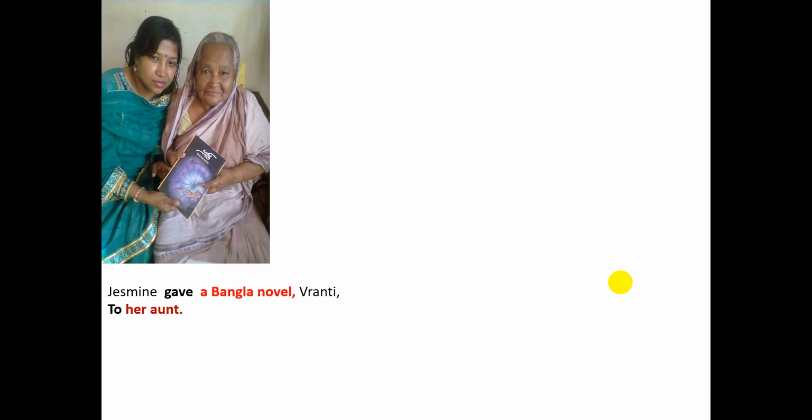Look at the picture. Jasmine gave a Bangla novel Bhranti to her aunt. Here, her aunt is an indirect object and a Bangla novel is a direct object.